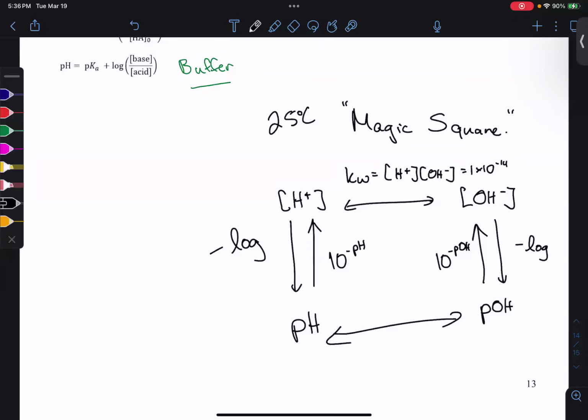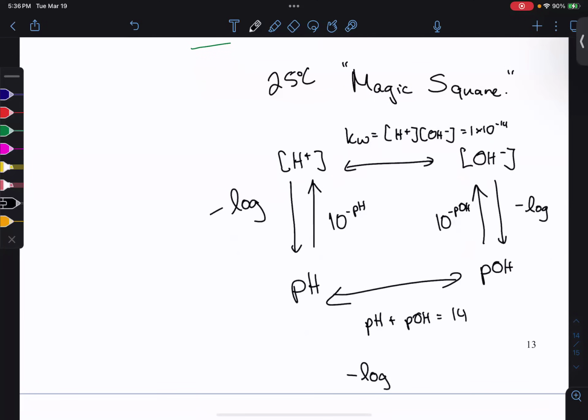14, right? They add up to 14. So pH plus pOH equals 14. Why 14? What's special about 14? 14 is the negative log of Kw. The negative log of Kw is actually pKw, right? And so since Kw is 10 to the negative 14, negative log of Kw is 14. And that's why pH plus pOH add up to 14, but only at 25 degrees Celsius, because that is the value related to Kw at 25 degrees Celsius.